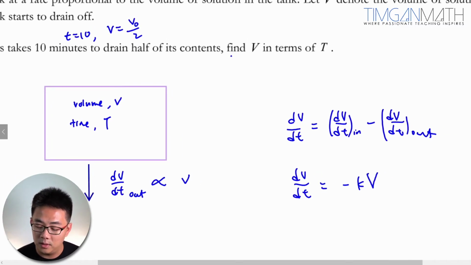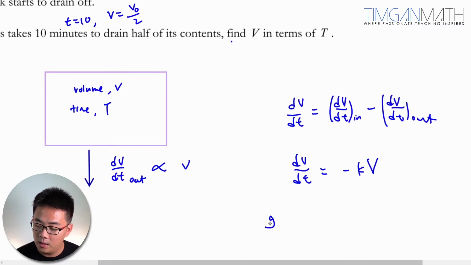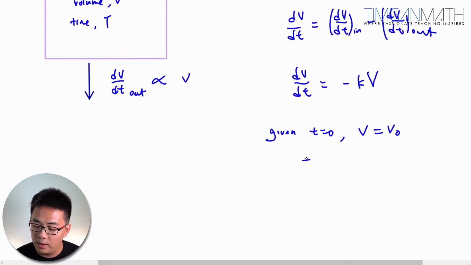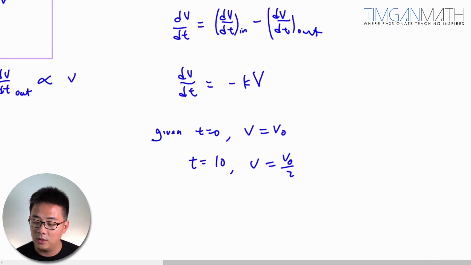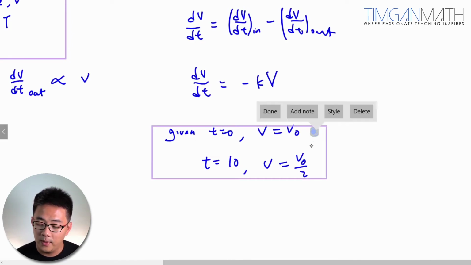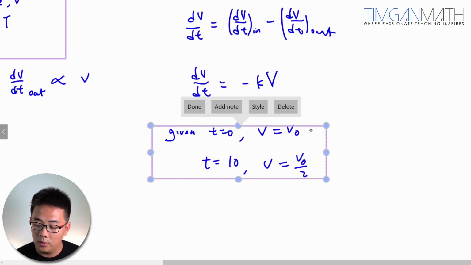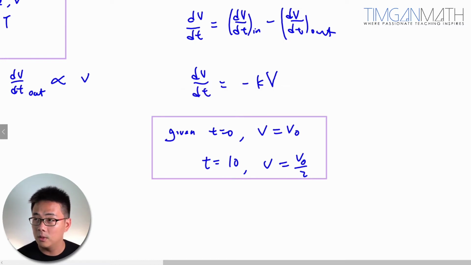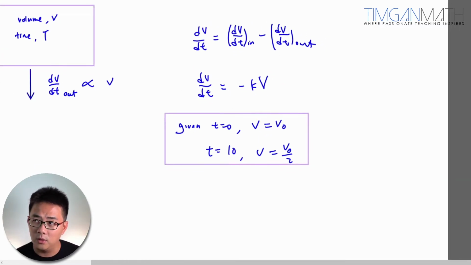When t equals 0, we know that V equals V naught at the start. And when t equals 10 minutes, V equals V naught over 2. These are the boundary conditions. There's no need to worry about the concentration of salt because it's evenly mixed and not involved in this case.